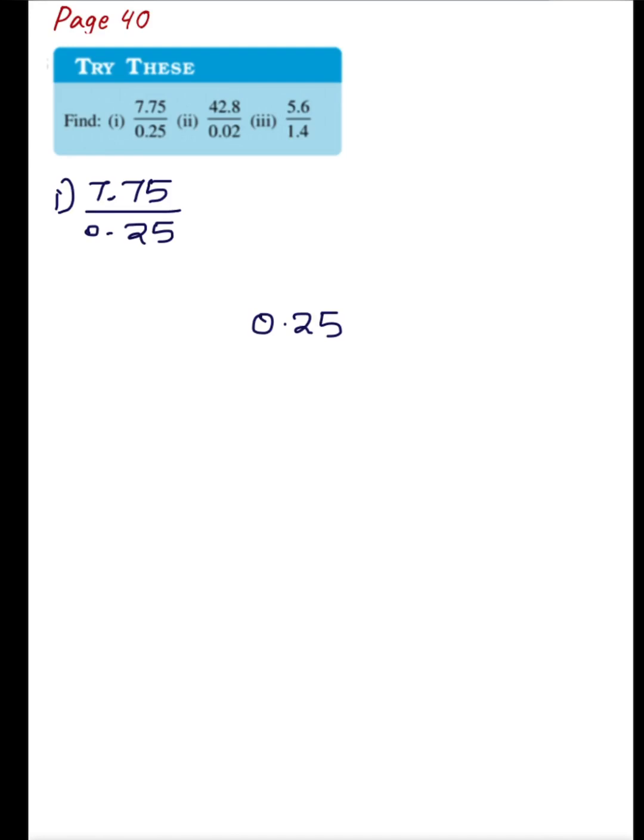In order to remove the decimal point from the denominator, you have to move it towards the right side. Then only the decimal point will get removed. That means you have to move 1, 2, two places, only then it will reach the end of 0.25. Only then you will get 25. 0.25 point means what? 25 itself.